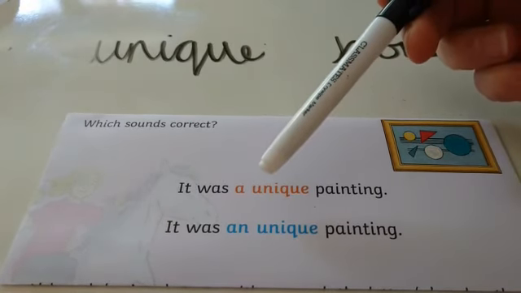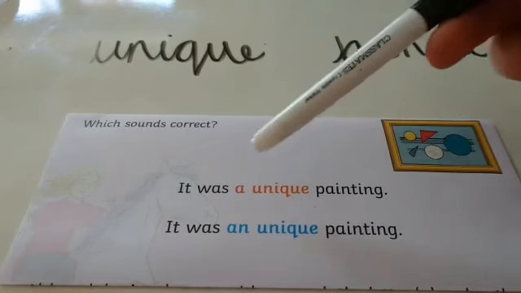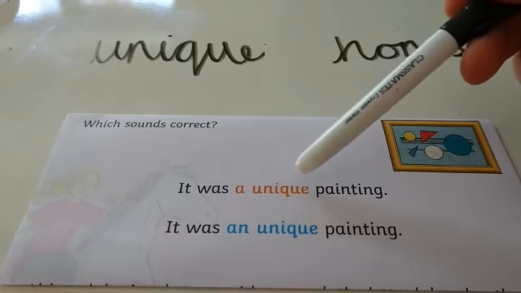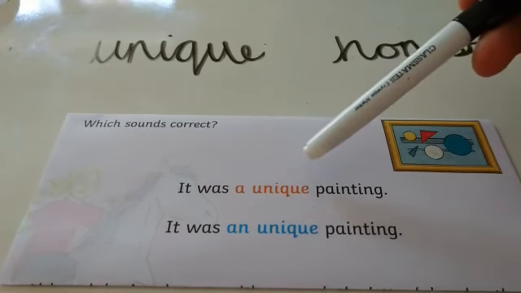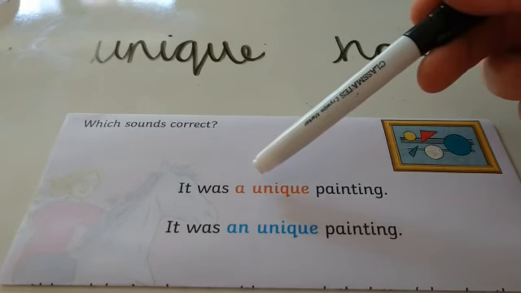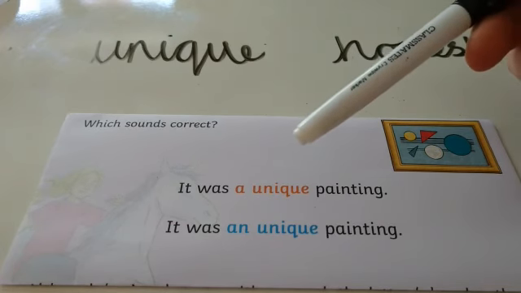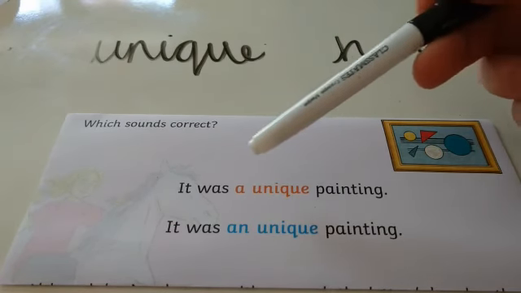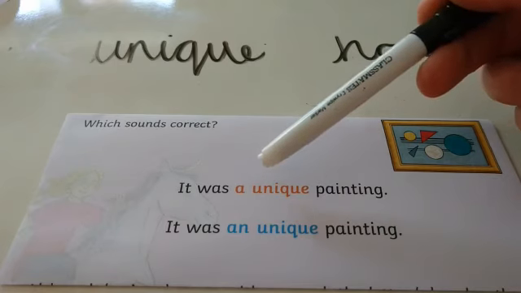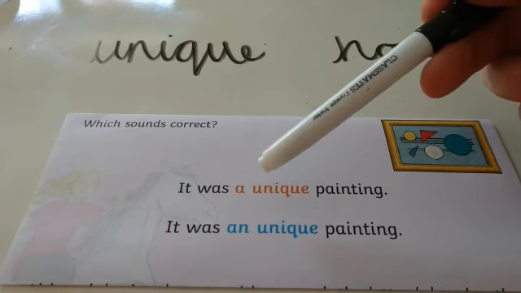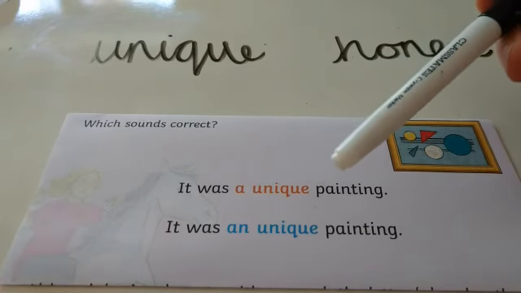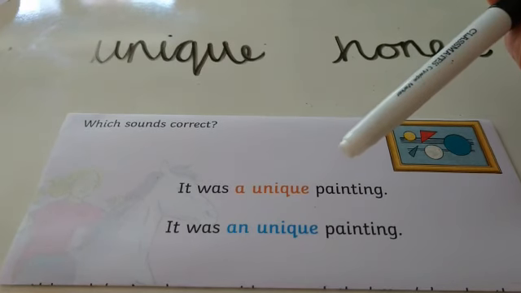But let's listen to the sounds of unique. Unique. The start of this sound is a Y sound. So the U in the spelling of unique makes a Y sound, which is a consonant sound. So we have to use a to introduce this noun. A unique painting. Okay. Brilliant stuff, guys.